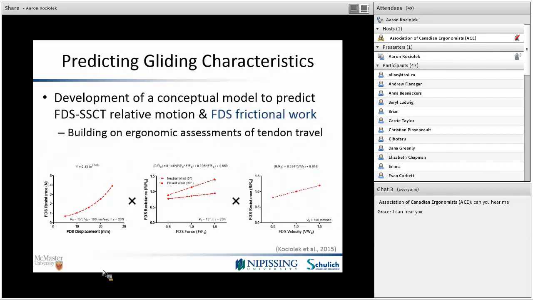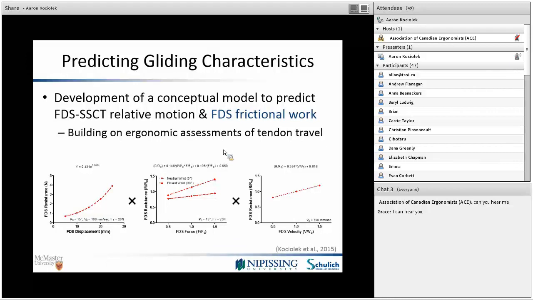So what I actually did with this data is develop a conceptual model that will allow me to predict not only relative motion between the tendon and that specialized sheath, but also measure tendon frictional work, building on traditional ergonomic assessment methods that just looked at tendon travel. So not only would I be looking at how much tendons are moving, which has been done by some researchers before to look at different workplace interventions, but I'd actually be looking at what the friction of that tendon is as it's moving.